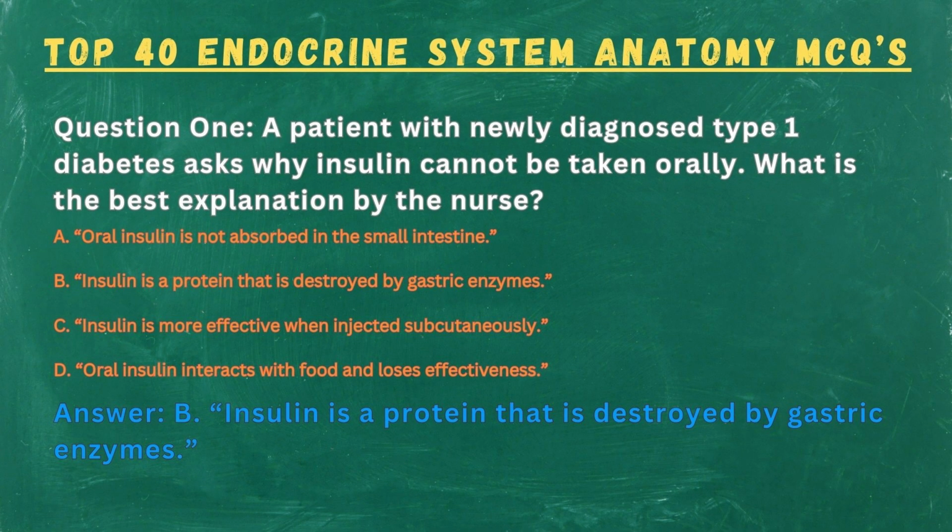Answer: B. Insulin is a protein that is destroyed by gastric enzymes.